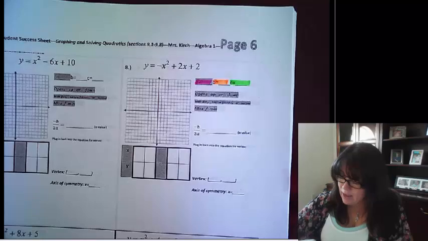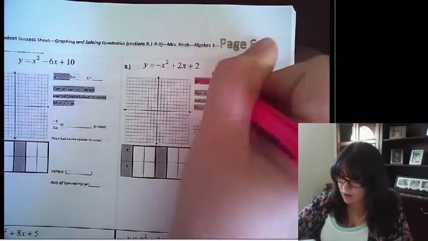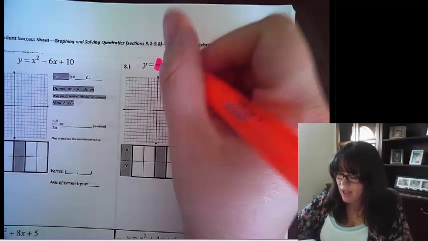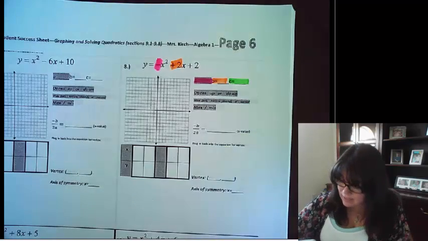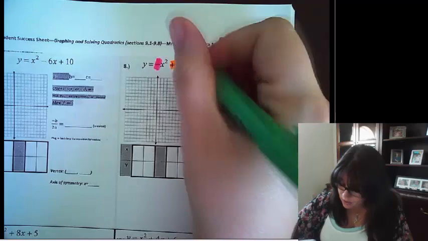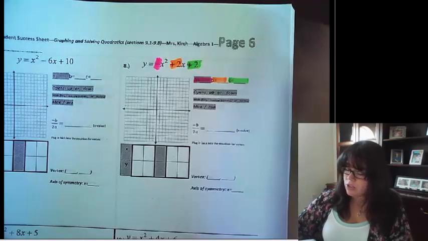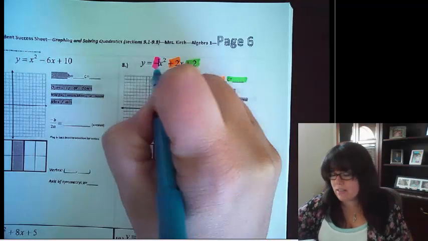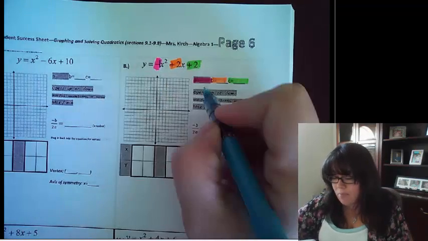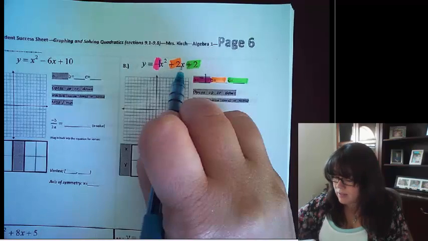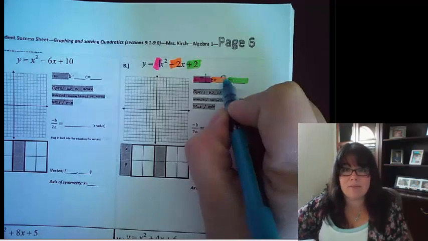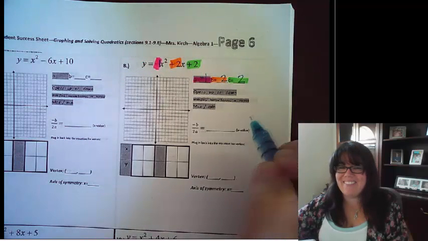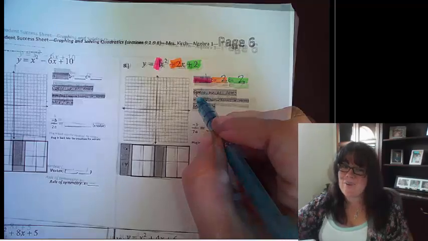Remember, A is the number in front of x squared, in this case -1. B is the number in front of the x term, and C is the constant all by itself. So in this one, our A value is this number here in front of x squared, which is just -1. Our B value is in front of x, which is +2, and our C is the constant by itself, +2.